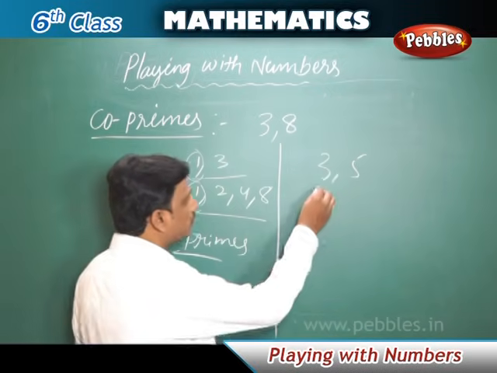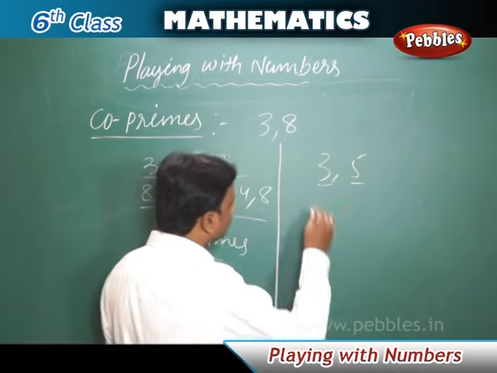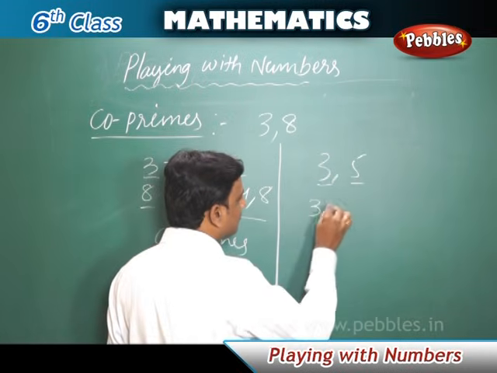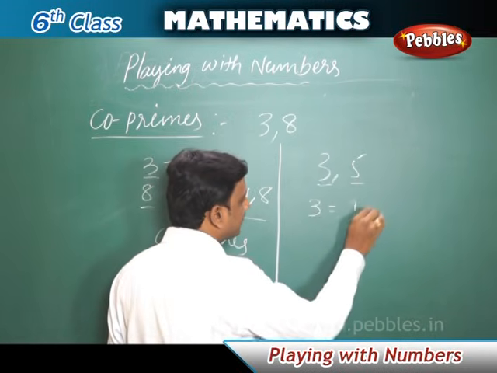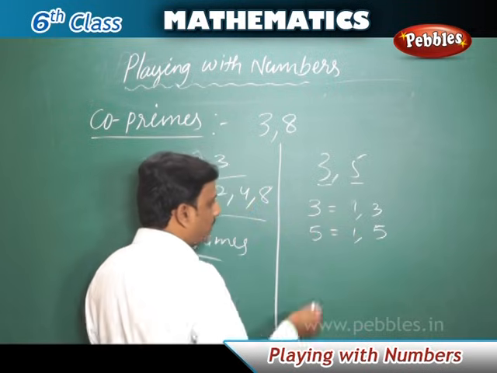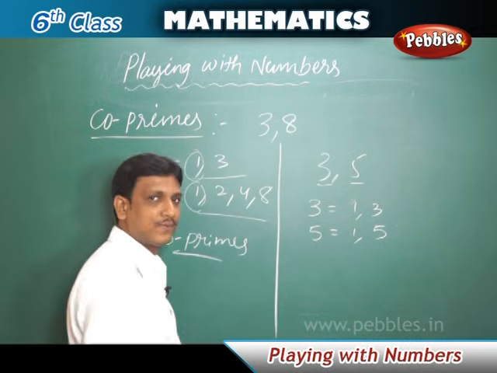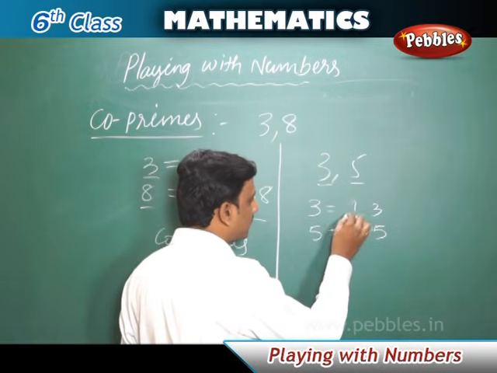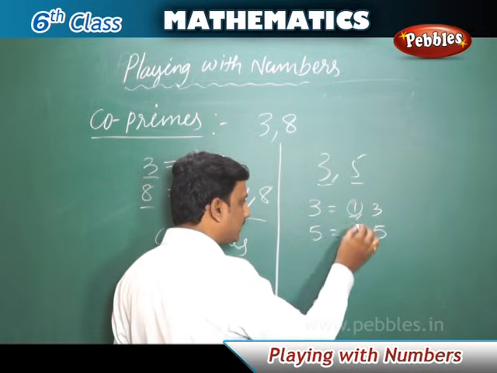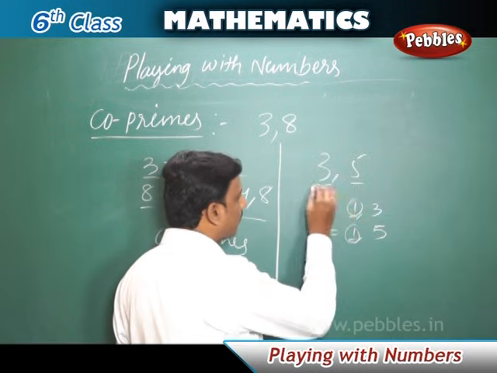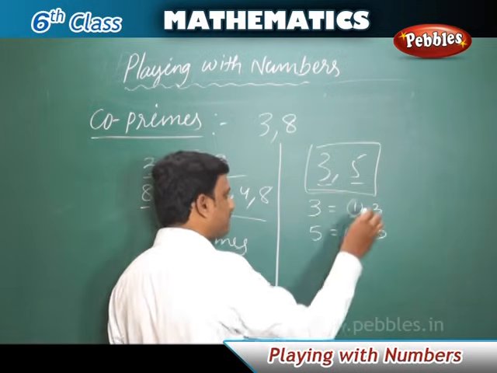Here we see two more numbers, 3 and 5. Here you observe this 3 and 5 are prime numbers. Now factors of 3: 1, 3. Factors of 5: 1, 5. So now can we call these two co-primes? Yes, these two are co-primes because these two numbers are having only 1 in common. So among their factors only 1 is common. So you can call 3 and 5 co-primes.